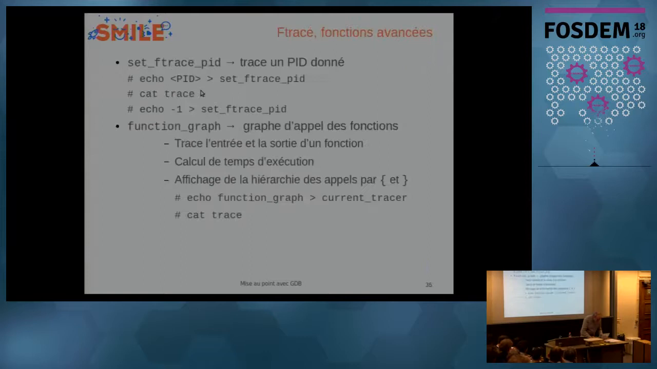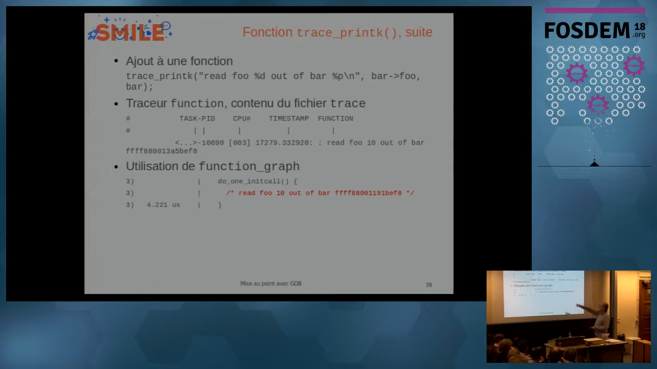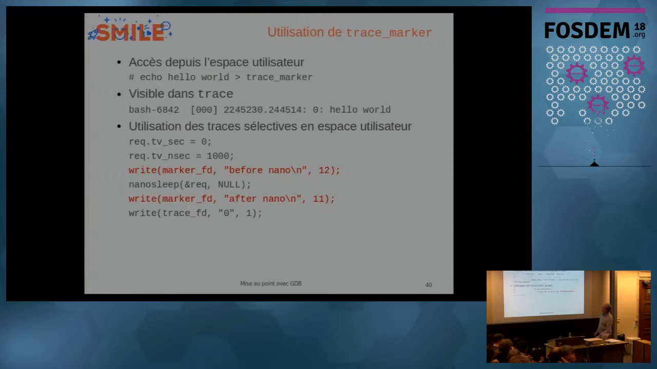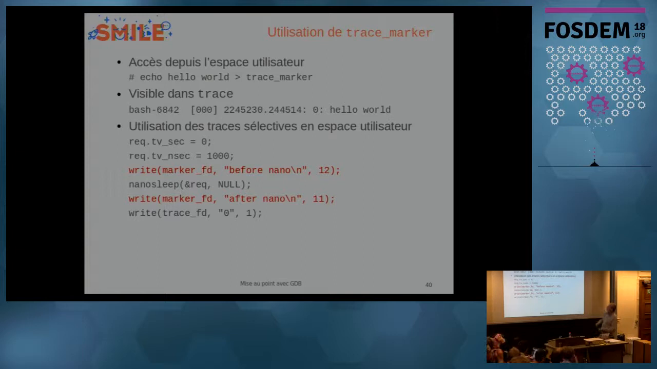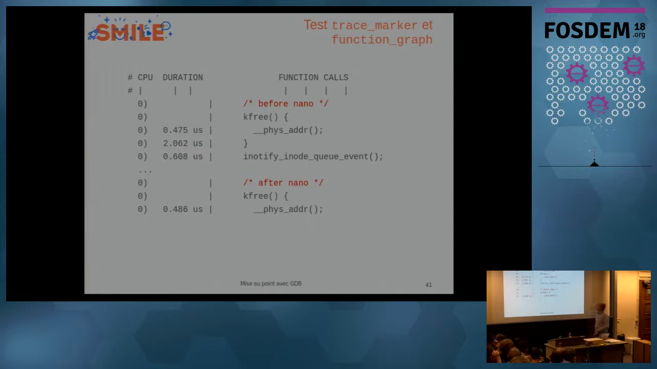You can use a trace printk, for example, in your driver. And then you will see the message in the tracer. So it's very interesting. And in your function graphs, you will see it as a comment. And you can use a trace marker. For example, in user space code, you can write to the marker file descriptor before nano, after nano. And then you will see the comment in the function graph. So you can add some things to help see what happens in the kernel.